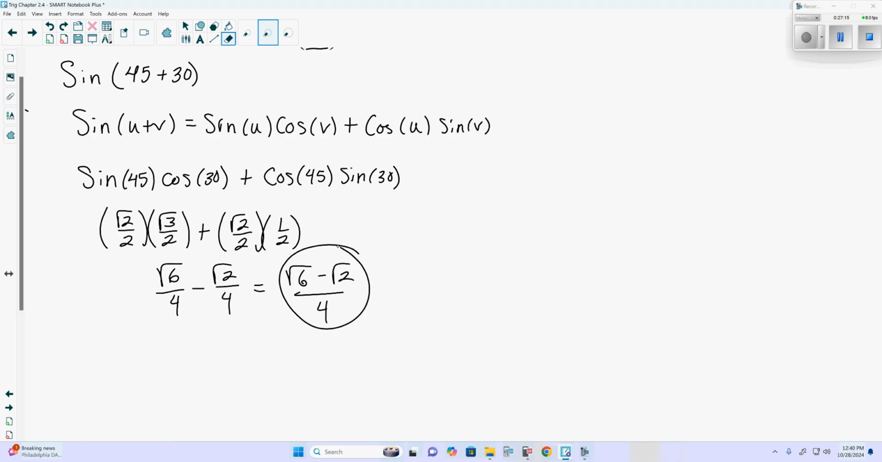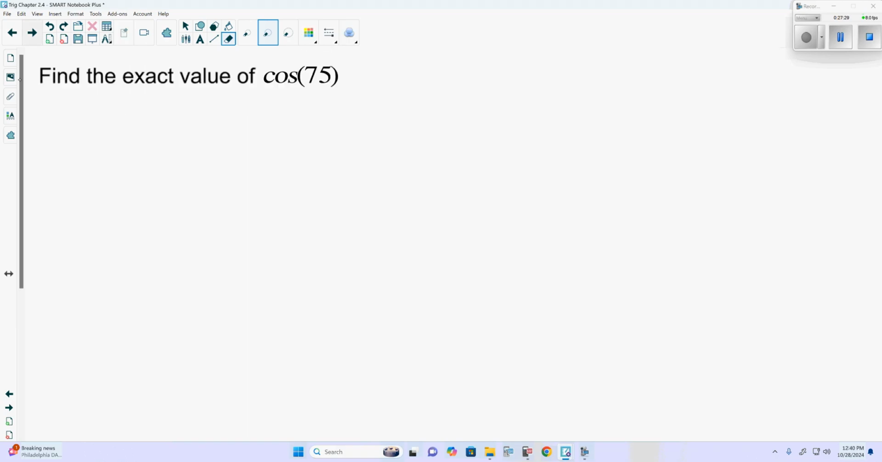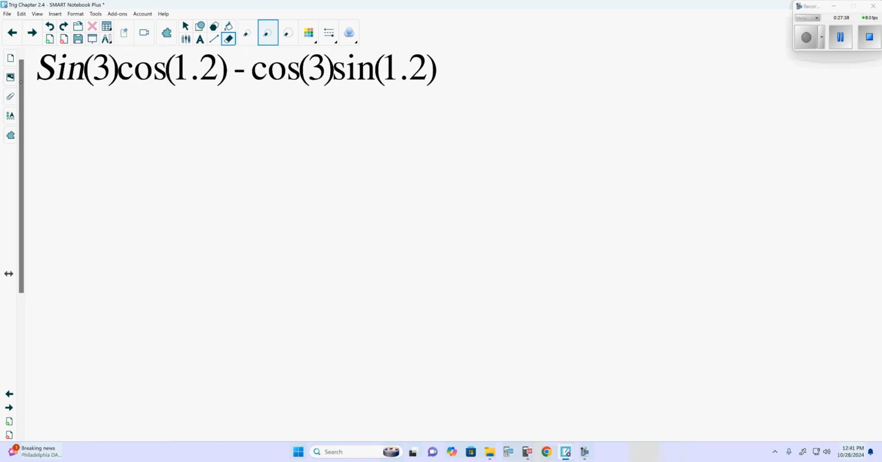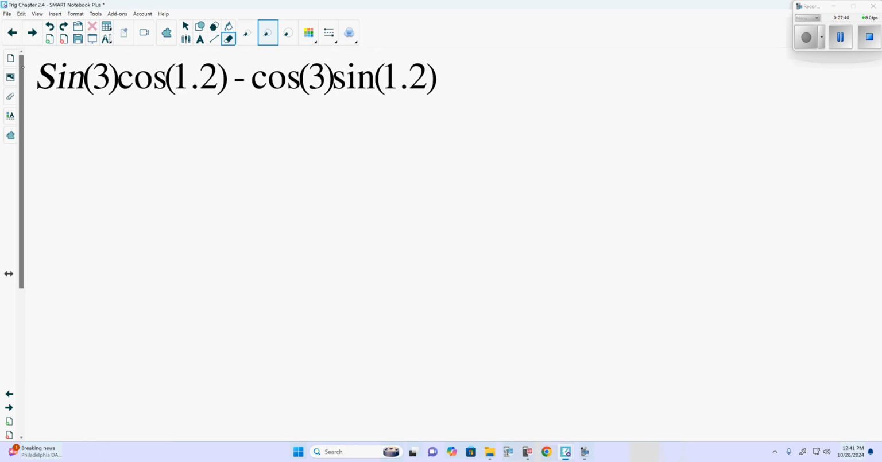Questions on this here? All right. I think we've got the handle of this. It's just the exact same thing. We find our two angles to get us there.